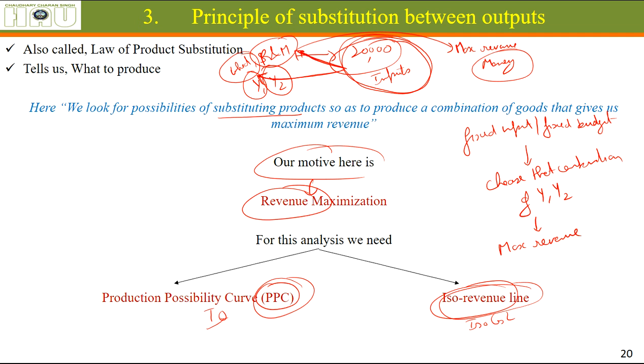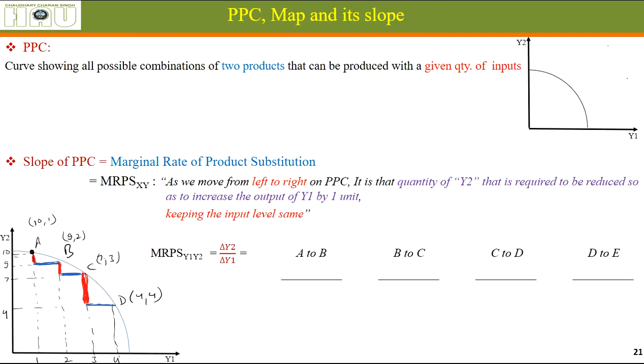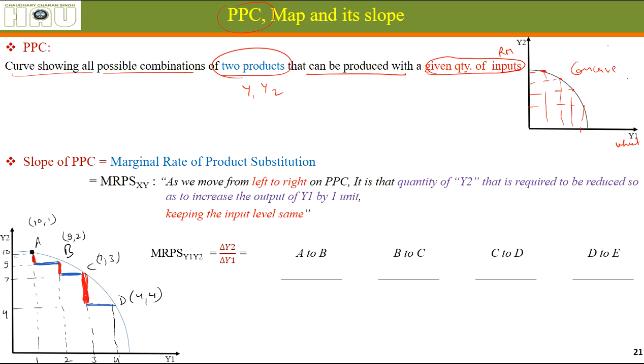Now let's understand what these two things are. PPC, that is the production possibility curve, is a curve that shows all combinations of wheat and rapeseed and mustard that can be cultivated with the given amount of input, or the given budget for the inputs. Given quantity or budget means the same. It shows all possible combinations of two products, y1 and y2, that can be produced with a given quantity of inputs. It's concave in shape. Why is it concave in shape? It's not part of your course. We will be studying it later on in the coming years.